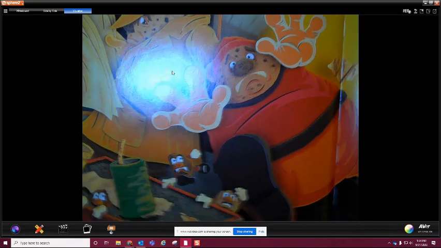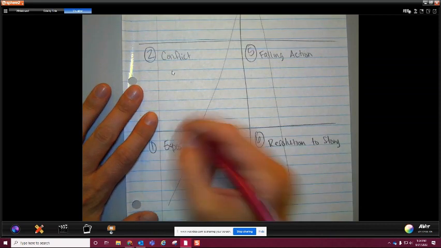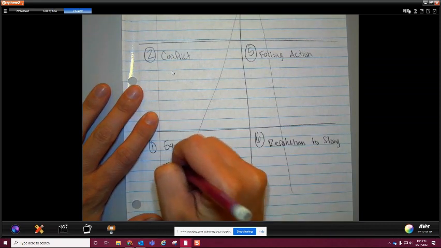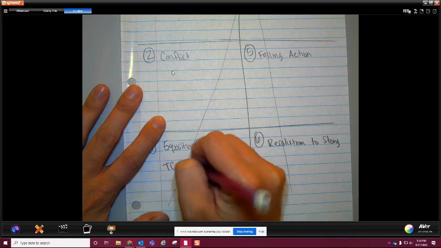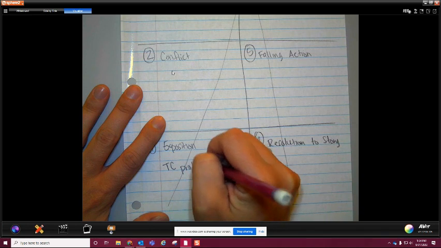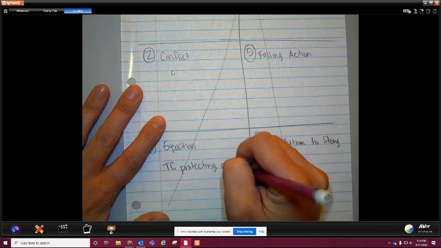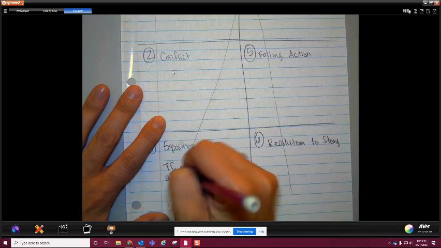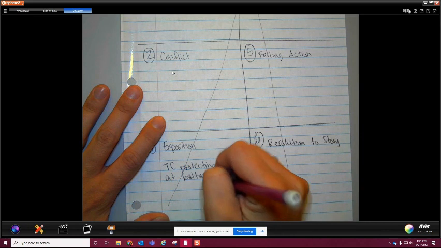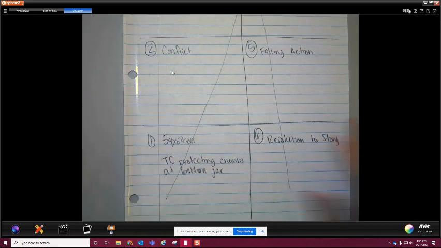So he's protecting the crumbs. He's going to make sure that he helps them out, and he's at the bottom of the jar. So the exposition is that we have Tough Cookie, and I'm going to abbreviate Tough Cookie to be TC. So TC, protecting crumbs at bottom jar. Okay, so that's all I'm going to put down. TC, so that's Tough Cookie, protecting crumbs at bottom jar.